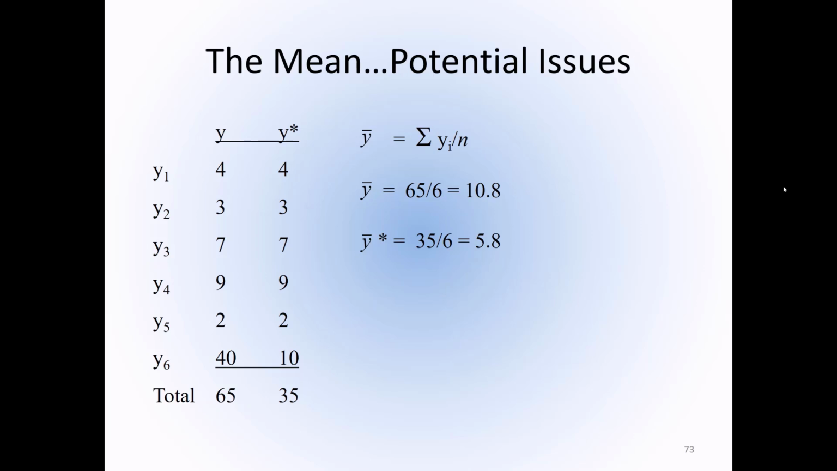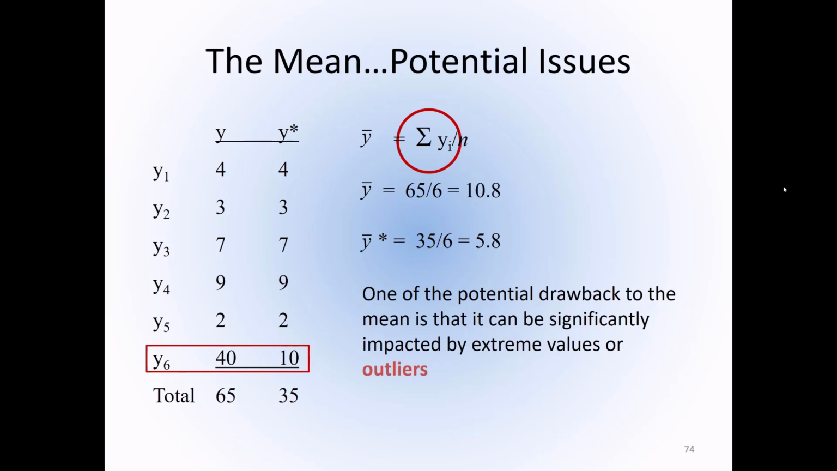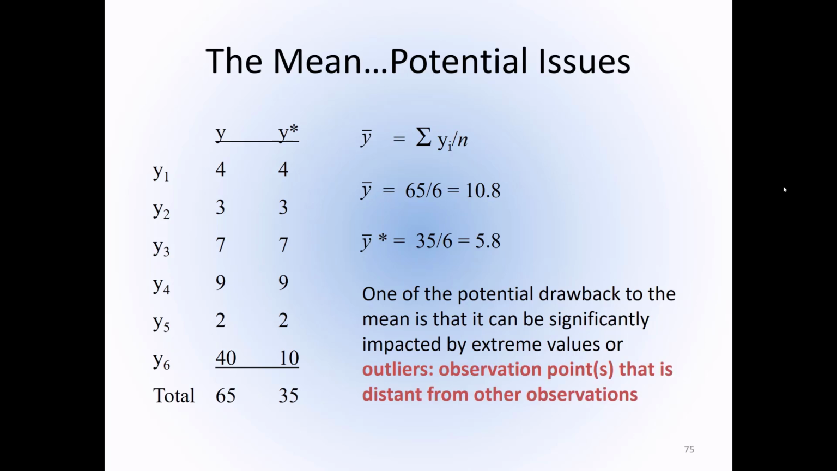Now, this last observation, particularly for our y sample, not the y star sample, is much different than the rest of our data. And this very obscure or very distant value is considered an outlier. Now, outliers we discussed briefly when we talked about pie charts, and this is going to be a term that you'll want to be familiar with. The mean can be significantly impacted by these extreme values, these outliers, these observations that are quite distant from one another.